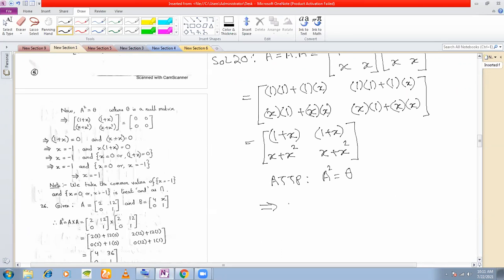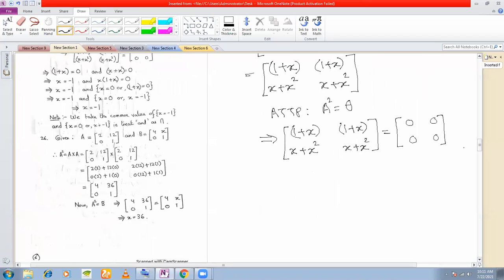Put the value of A square: [[1 plus x, 1 plus x], [x plus x square, x plus x square]] is equal to null matrix of order 2.